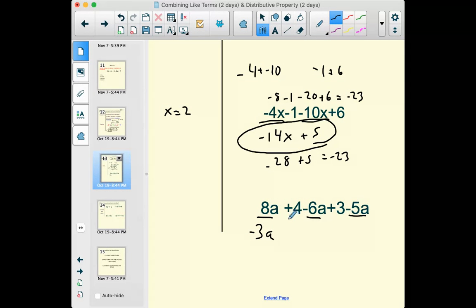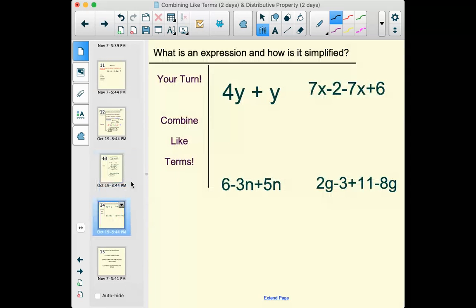Okay? If I look at these other numbers, 4 and 3, those are also like terms. They're constants. So I can add those together. 4 plus 3 is 7. So negative 3a plus 7 is what I get. That is simplified. All right, so why don't you pause here for a minute and see if you can do these on your own, then come back and we'll make sure we got the same answers.